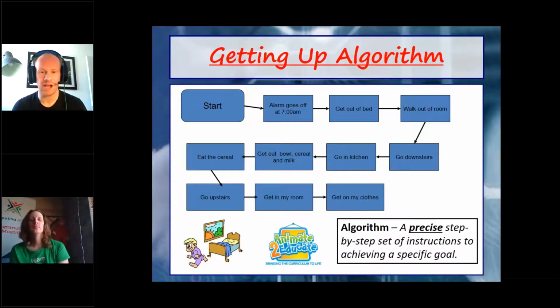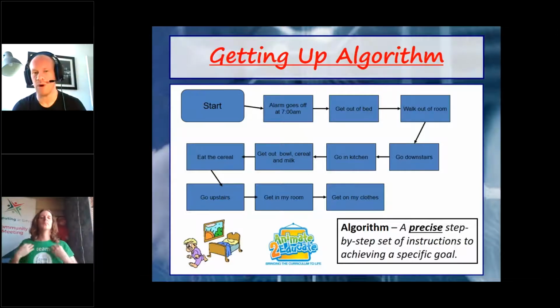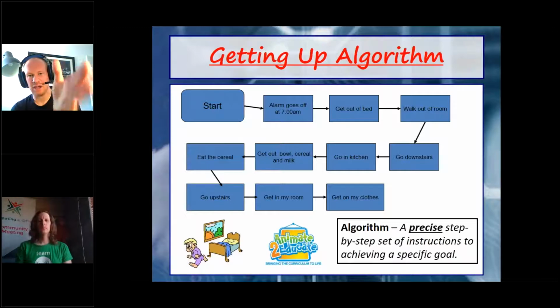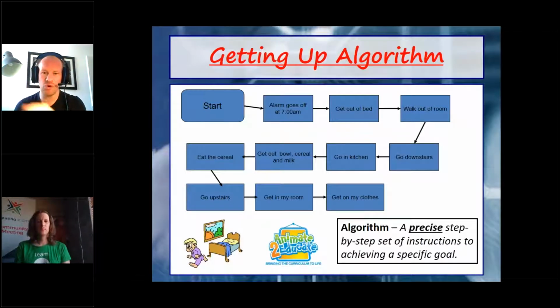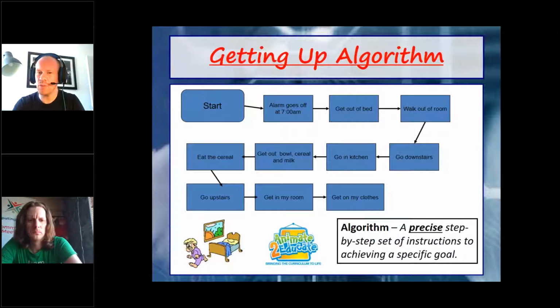So this was what one child had produced by then. The lesson, you can see that they're starting to pick up this idea of being more precise. So the alarm goes off, gets out of bed, walks out the room, goes downstairs, goes in the kitchen, gets out the bowl of cereal and milk, eats the cereal. And that was where I brought them back together again for the plenary of the lesson, because quite clearly there are some steps missing between get out the bowl of cereal and the milk and eat the cereal. And some people might say, well, there's bits missing along the way as well.